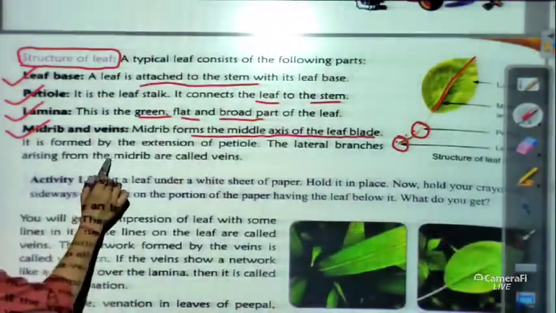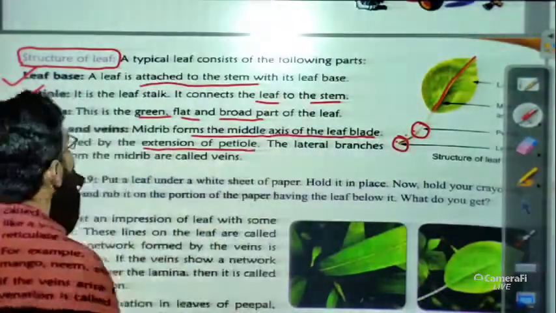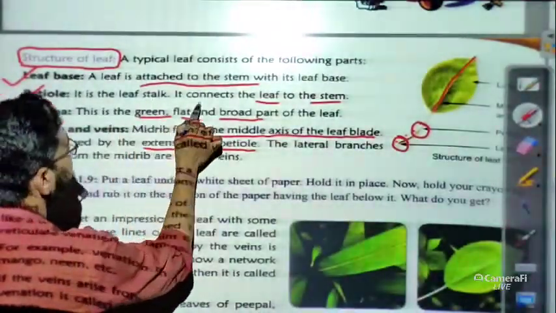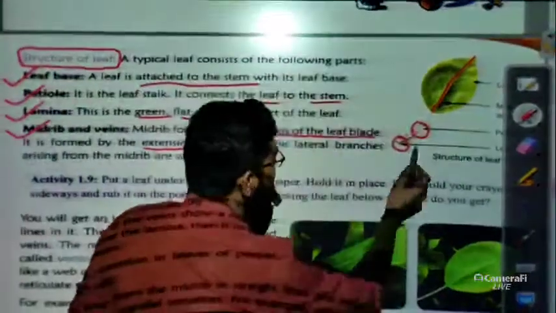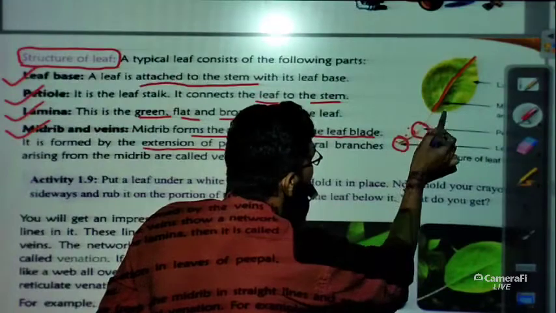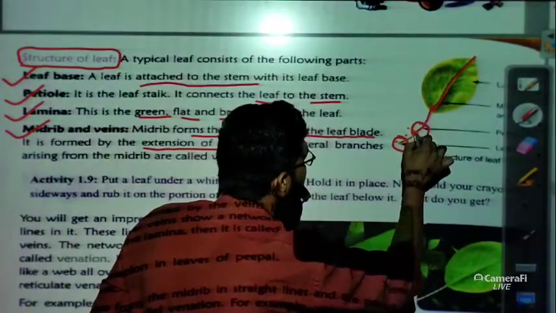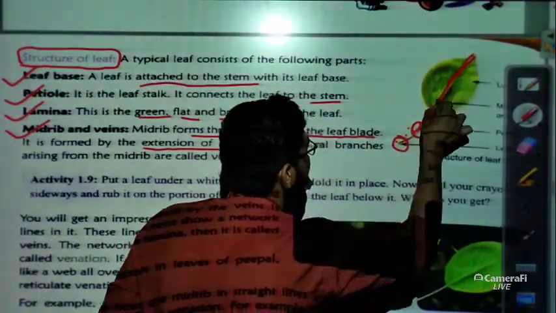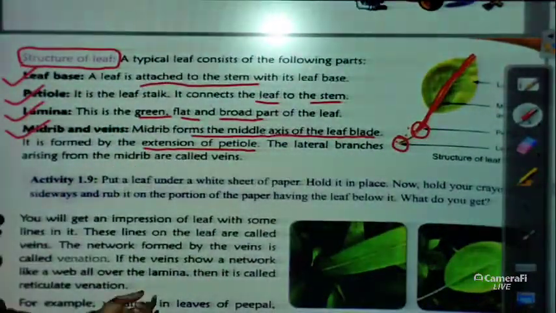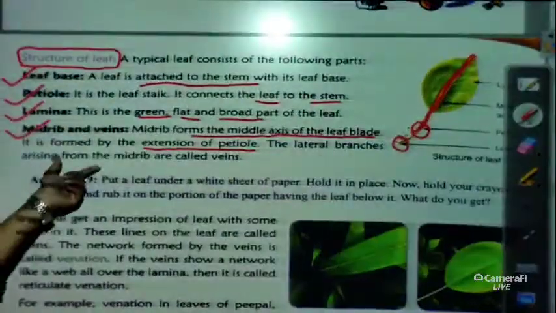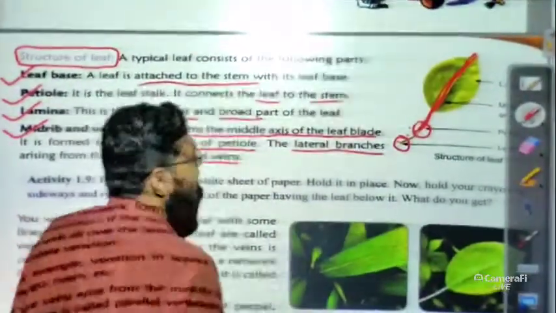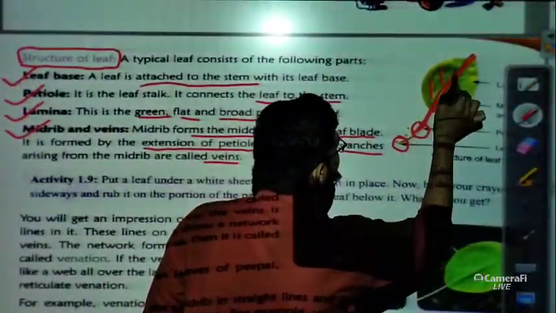The midrib is formed by the extension of the petiole. We have discussed that the petiole is the leaf stalk which connects the leaf to the stem. If we join this line like this, it is a straight line. So the midrib is the extension of the petiole, and the lateral branches arising from the midrib are called veins. Lateral branches means this kind of structure you can see here.